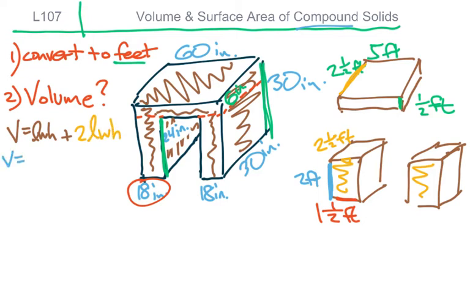Then we'll start filling in. So if I'm focused on the box, the top portion of the desk, I've got 5 feet times 2.5 feet times 1/2 foot. Now I'm going to add that to what are my drawers.